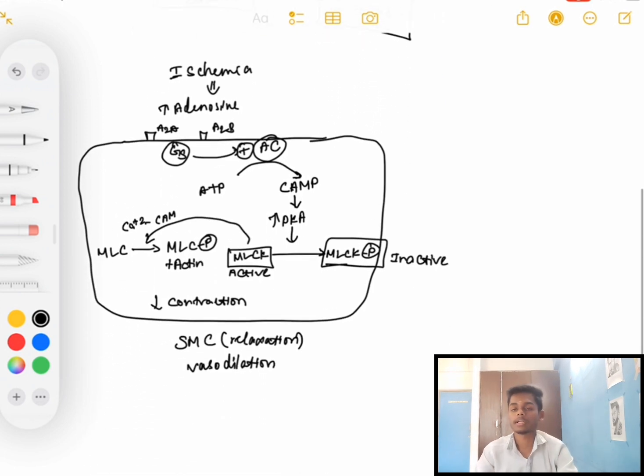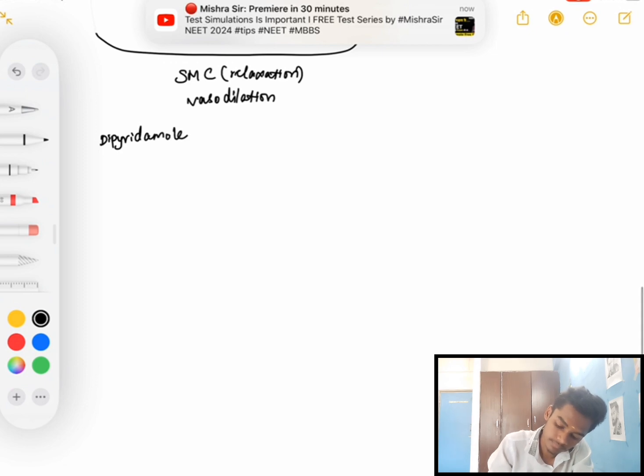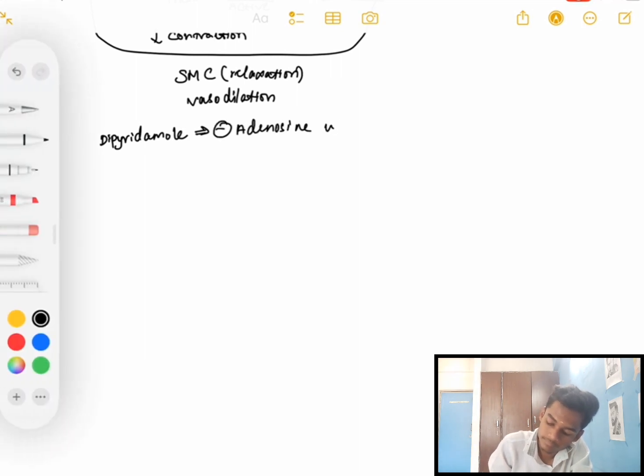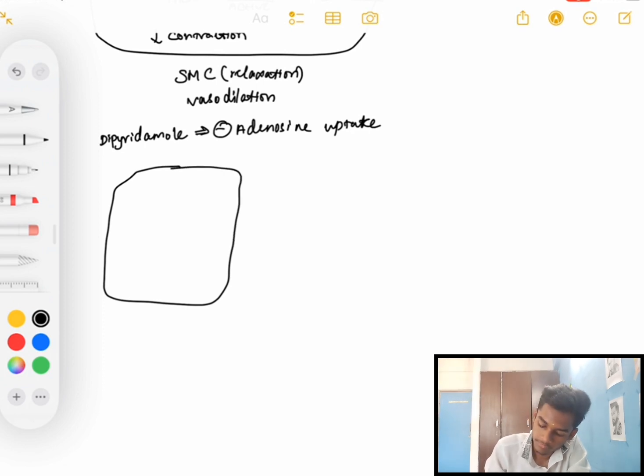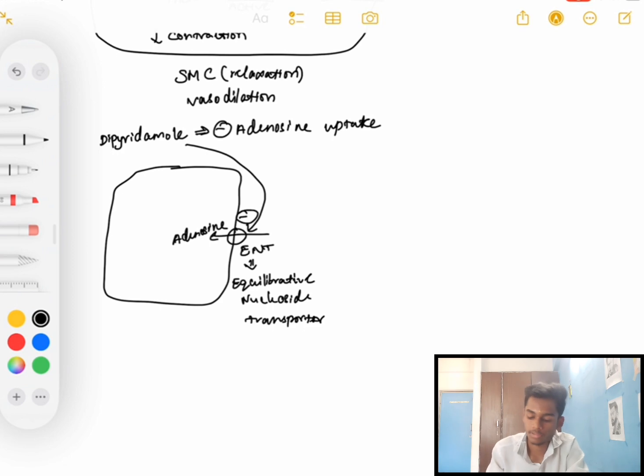Now what does dipyridamole do? See. Dipyridamole inhibits adenosine uptake. See, these are cells, RBCs or endothelial cells, which have ENT. ENT is equilibrative nucleoside transporter. What happens? This adenosine uptake is inhibited by this dipyridamole. Dipyridamole inhibits adenosine uptake by these cells. Now there is increased level of adenosine.